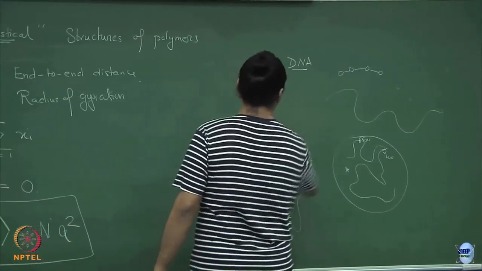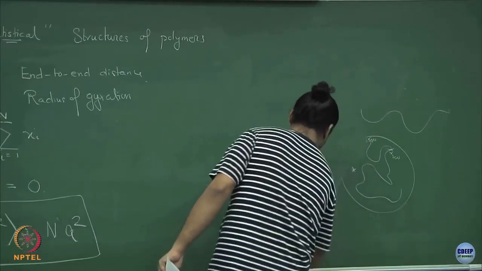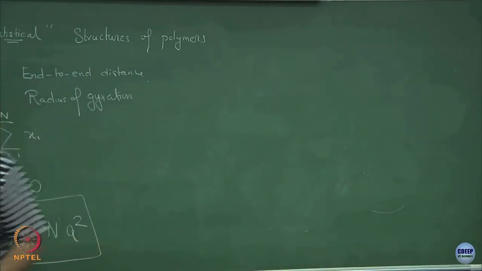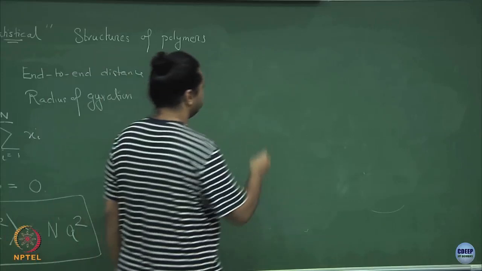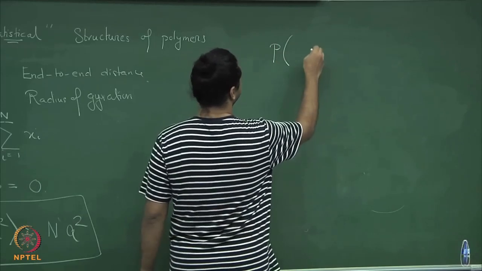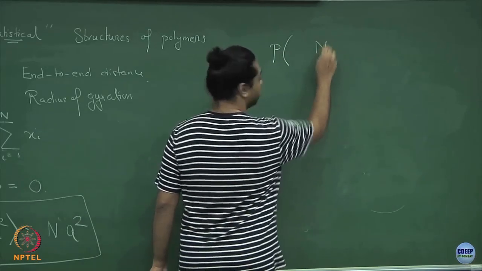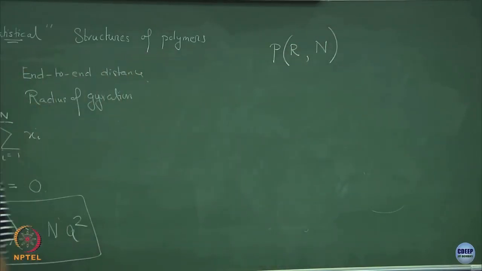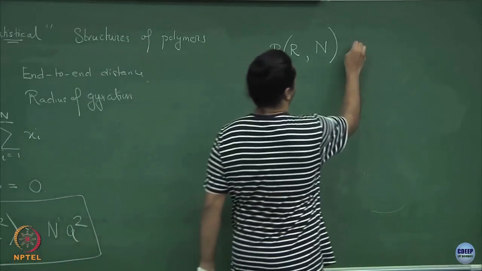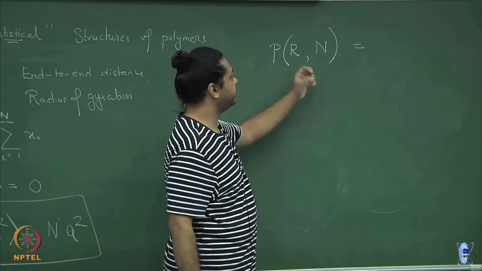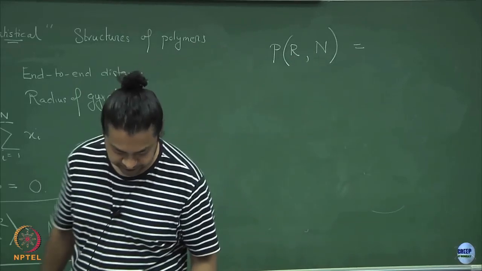But of course, again we can do better than this. We can do better than calculating just the first few moments. We can calculate the full distribution. Right. So, let us say I want to derive the probability distribution that the end to end distance for a polymer which is N monomers, N subunits, is R. For example, I have a polymer made up of N subunits or N monomers, and at the end I want to calculate the probability that my end to end distance is R.